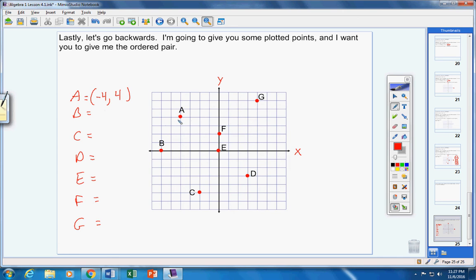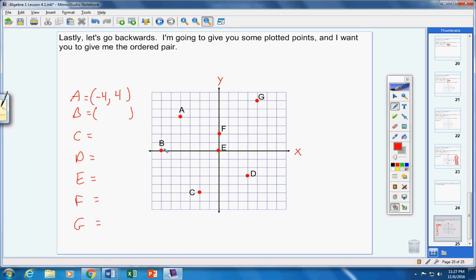Here's another way to do it, guys, if you want to. See this A point, this plotted point right here. How far over to the left is it? 4. That's negative 4. How far up is it? 4. So a positive 4. Just that simple.